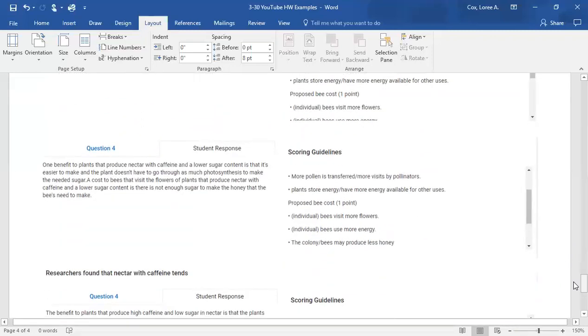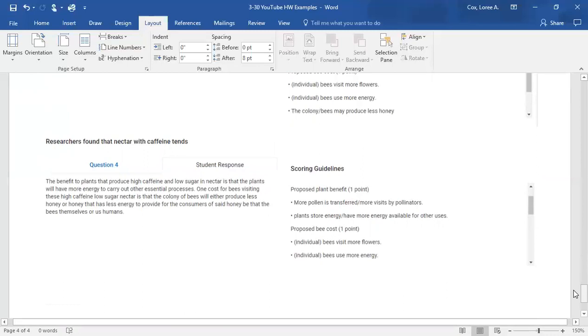Okay, one benefit to plants that produce nectar with caffeine and a lower sugar content is that it's easier to make and the plant doesn't have to go through much photosynthesis to make the needed sugar. That's a less energy cost, so good job. Cost to bees that visit the flowers of the plants that produce nectar with caffeine and a lower sugar content is, that was verbatim from the question, here's their response, is there's not enough sugar to make the honey that the bees need to make. Excellent, okay, very good.